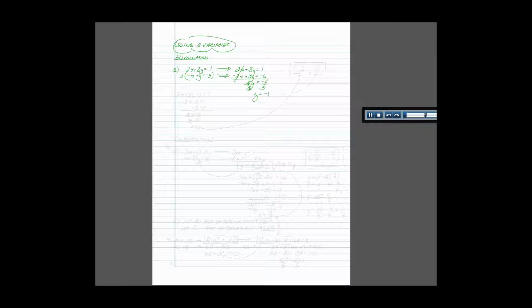Now, when it's not a word problem, not an application, and you're solving a system, if you'll remember, what you're looking for is a point of intersection. So I just found the y part of that point. To find the x part, I'm going to substitute back in either of my original equations. I'm just going to do the top one. So 2x plus 3, take out the y, put in the negative 1, equals 1. 2x minus 3 equals 1. Add a 3, and we get 2x equals 4, divide by 2, and you get x equals 2.